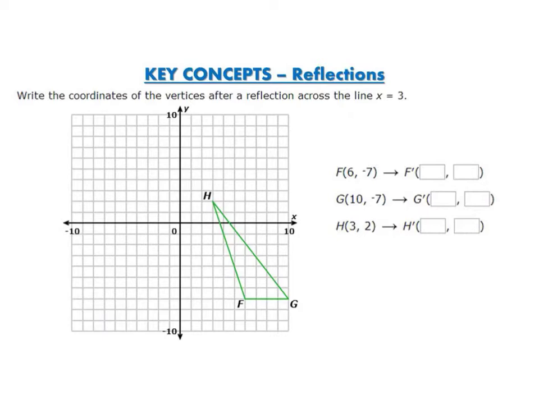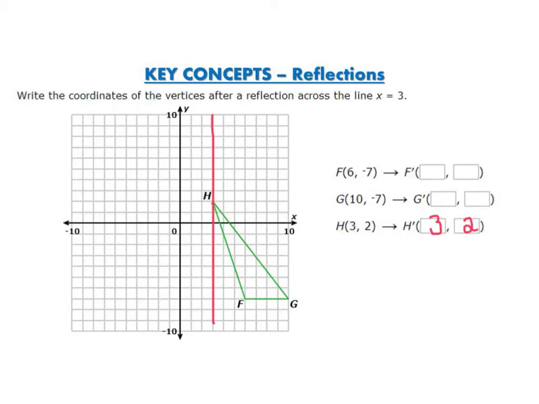So here I need to reflect across the line x equals 3. So x equals 3 is going to be a vertical line. And that is this line right there. So these you have to be careful of. We have to think and actually look and see where it's going to be. Now, because point H is on x equals 3, it's not going to change. It's going to stay right at 3, 2.